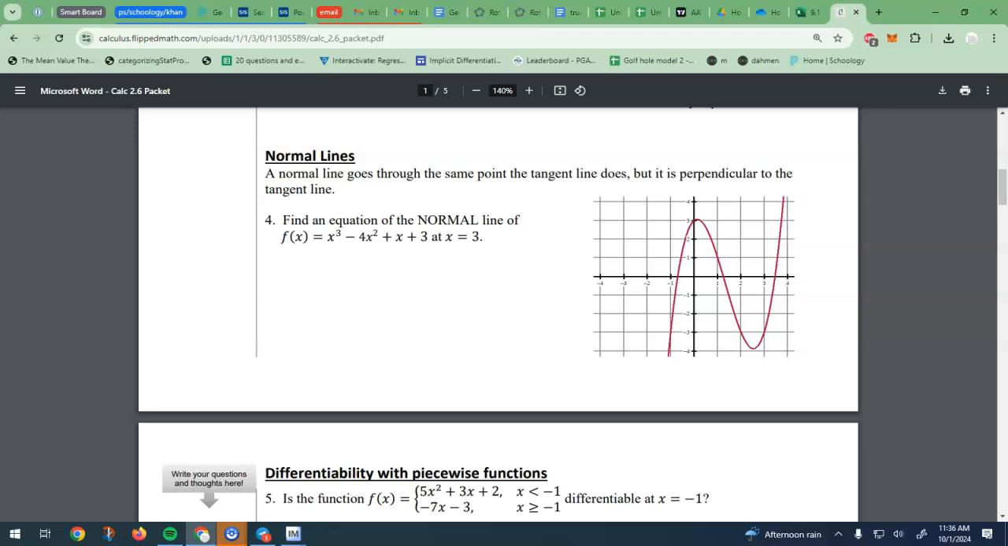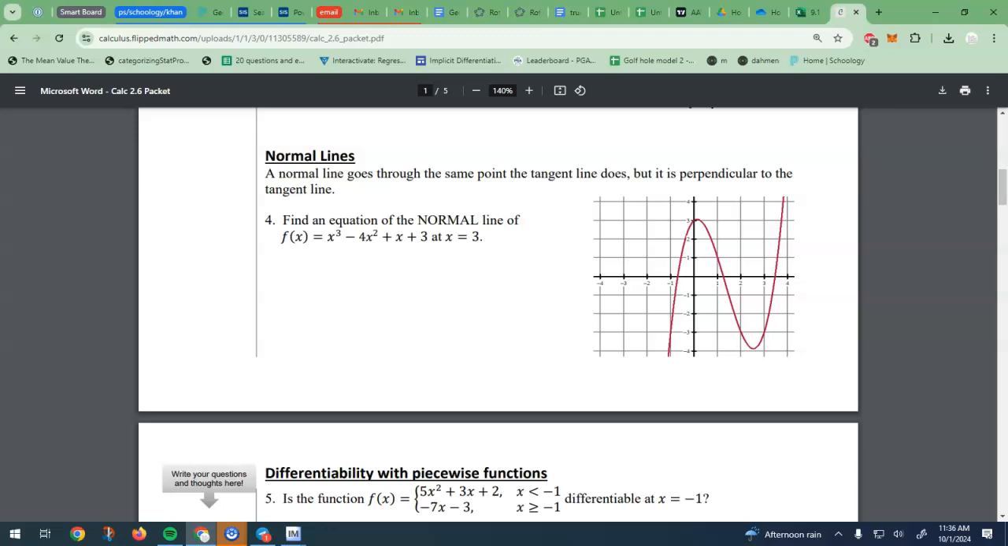So 27 minus 12, so 15. I believe that's 21. So I'm plugging into the original to find that. And then if I plug in the derivative, it tells me the slope of the tangent. This is the normal line, so we have to adjust it.